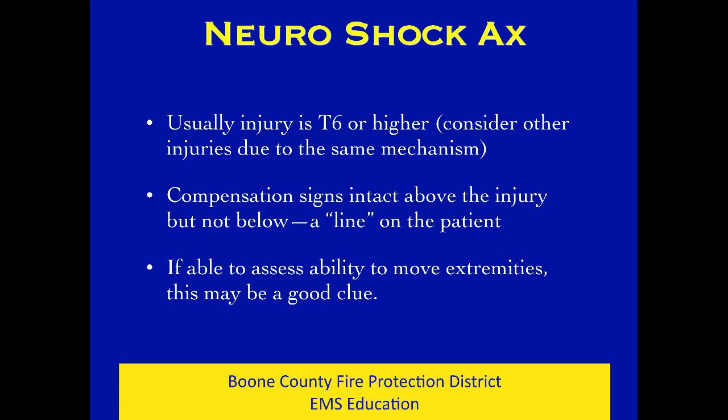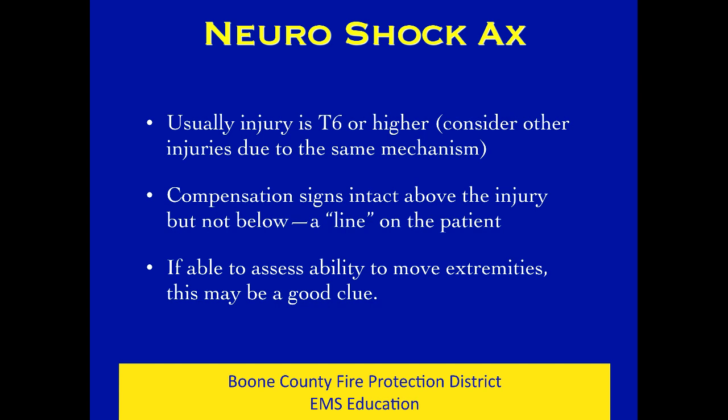So with neurogenic shock, usually that injury is at the T6, the 6th thoracic vertebra, T6 or higher. And you can have other injuries that are due to that same mechanism. So if you have enough trauma to cause an upper thoracic spine injury, it would seem reasonable that there may be trauma to the ribs and chest. Maybe you have underlying lung damage, whether it be a bruised lung, a pulmonary contusion, or a collapsed lung, a pneumothorax. And so these patients can come with other big problems in addition to neurogenic shock. But usually it's a mid to upper T-spine injury that is the cause.